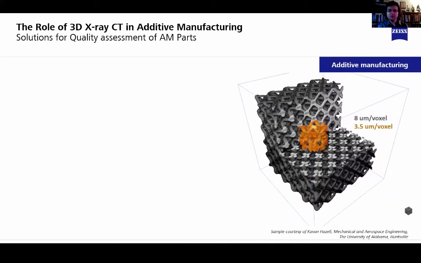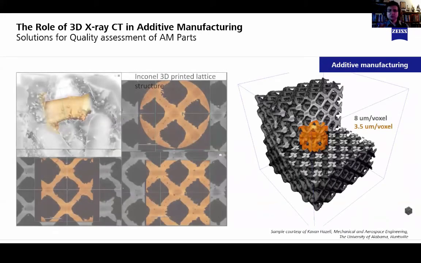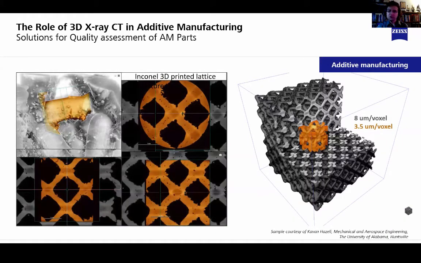Here is one more example of a 3D printed lattice structure made of Inconel. You see data for two different scans, one at 8 micrometers voxel size and a small region of interest scan at 3.5 microns. In the cross-sectional images, you can see several interesting details of the build, such as internal porosity, and also you can appreciate how the surface roughness around the joints features in the lattice structure looks like.